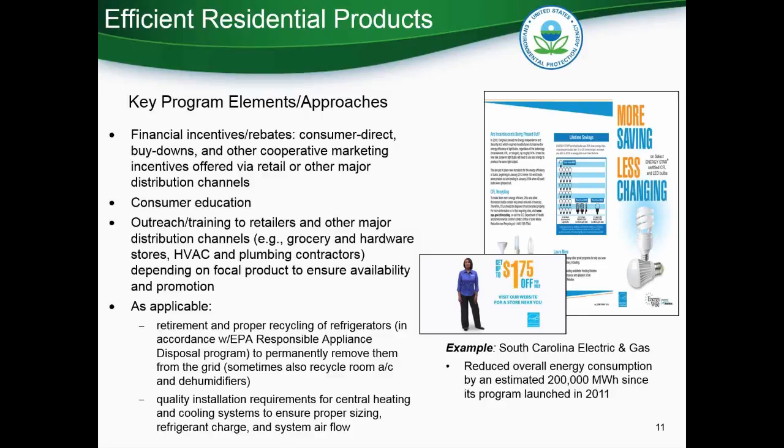So that's because there is this industry out there that has been supporting these kinds of programs for a long time. Highlighted on the slide here is an example from South Carolina Gas and Electric. It's from a few years back, so it was in the initial 1 or 2 years of its programs, and they were able to achieve 200,000 megawatt hours of savings on their Energy Star lighting and appliance program.